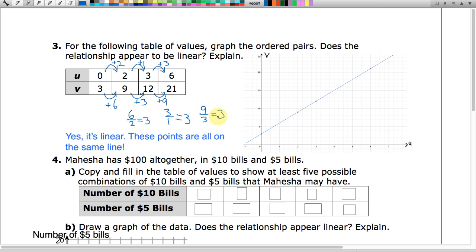So there's another reason that you could use to justify this, is that the change in V over the change in U is a constant for the entire table of values here. So in addition to the fact that all the points on the graph are on the same straight line, you've got this additional reasoning.